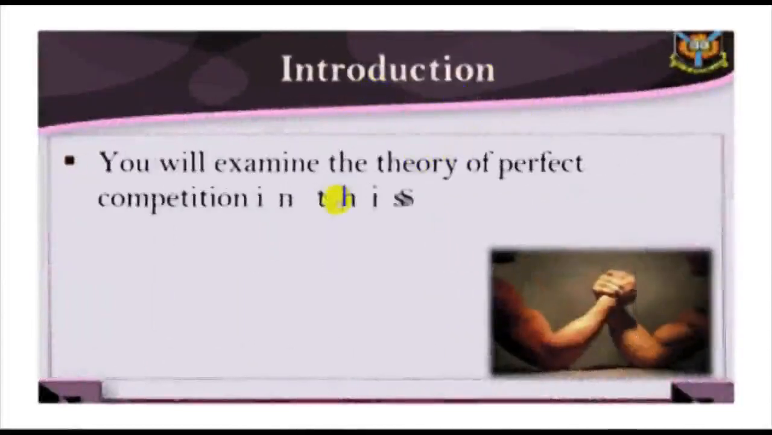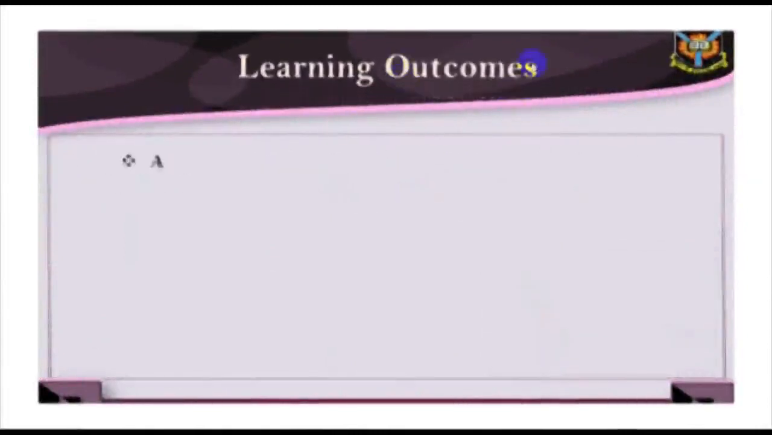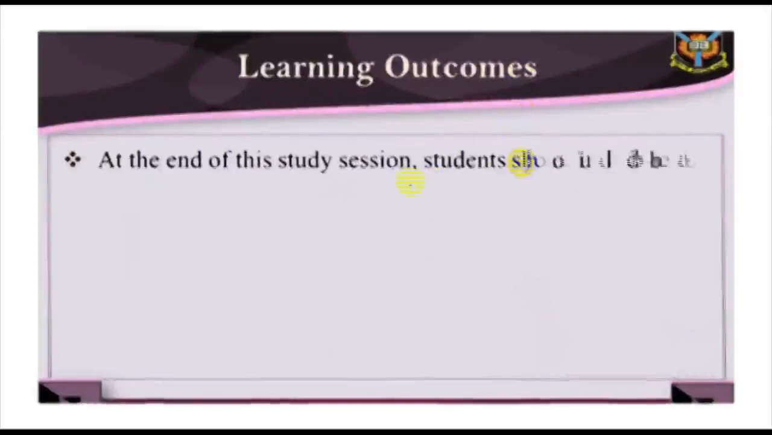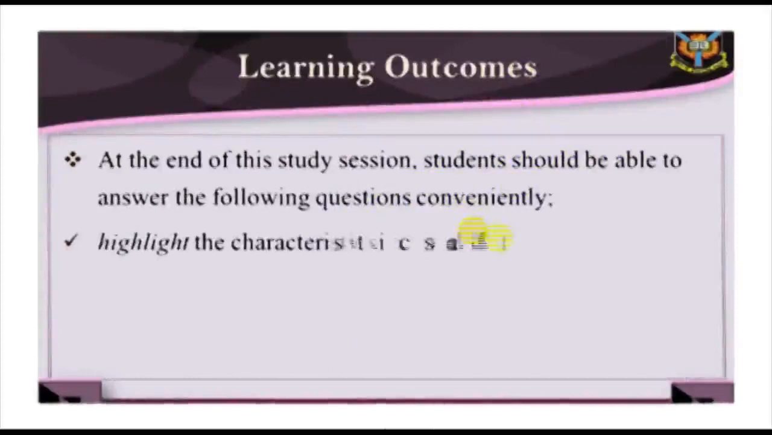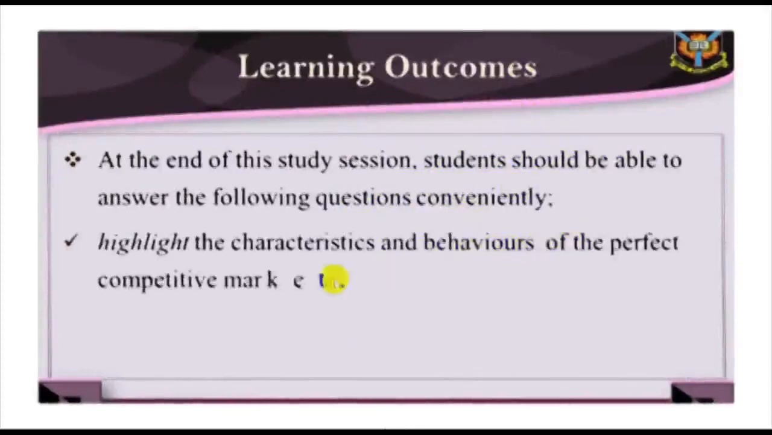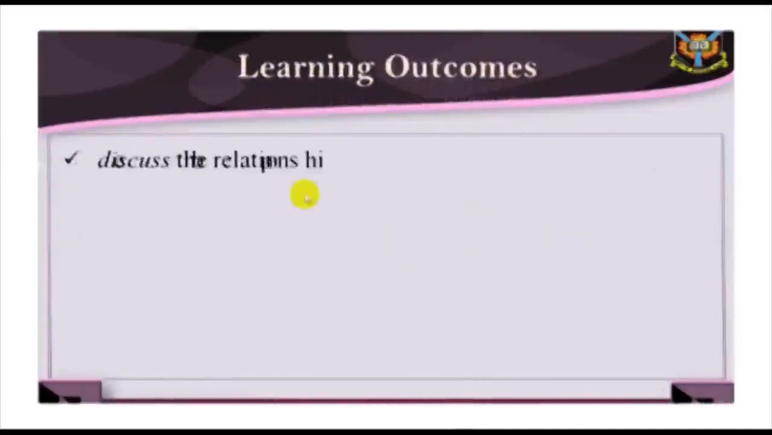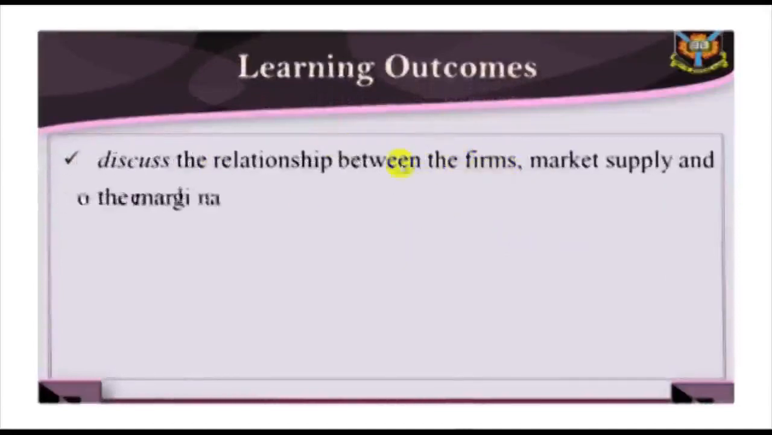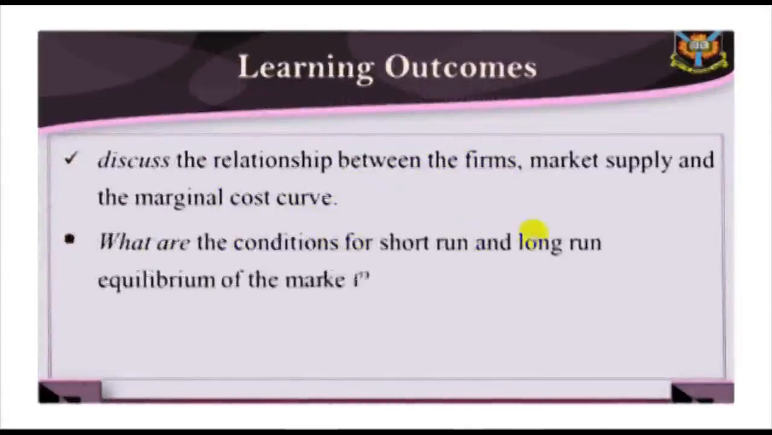When you have studied this session, you should be able to: 1. Highlight the characteristics and behaviors of the perfect competitive market. 2. Discuss the relationship between the firm's market supply and the marginal cost curve. 3. Point out the conditions for short-run and long-run equilibrium of the market.